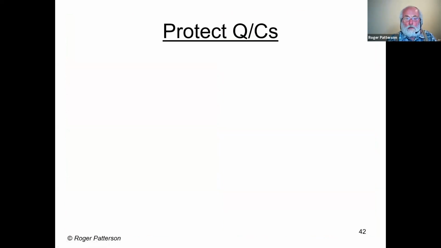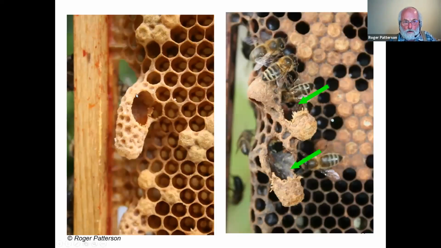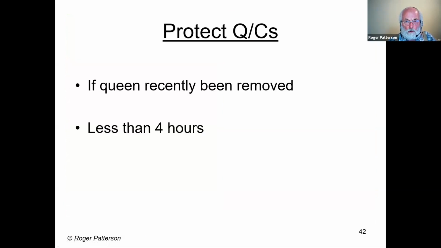So if you want to put a queen cell into a colony that's either got a queen or only recently had a queen, so pheromones are still going around, the chances are that the bees will destroy them. So what we've got to try and do is stop the bees chewing here. So what we do is find a way of covering this area up, because they can't chew in the end here very easily. So we try and cover up the top of the queen cell, and we call it protecting.